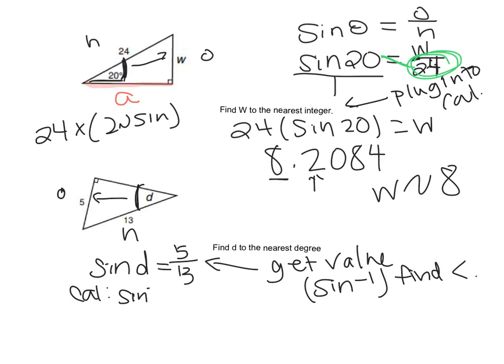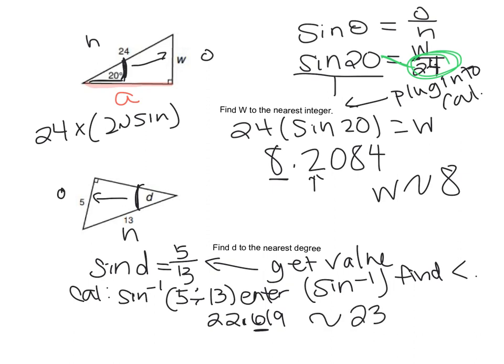So this is what I'm actually going to do. I'm going to hit the sine -1 key, and that's going to show up in my calculator. Then I'm going to do 5 divided by 13, and then I'm going to hit enter. All right, that gave me this big number, 22.619 and so on. I don't care about the rest because it says to round to the nearest degree. So I'm looking at that 6, and that tells me that I want to round up. So my angle is about 23 degrees for that one. Okay, so that's how you would get a typical angle.